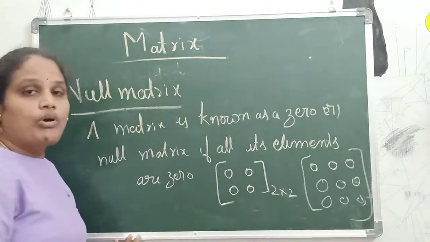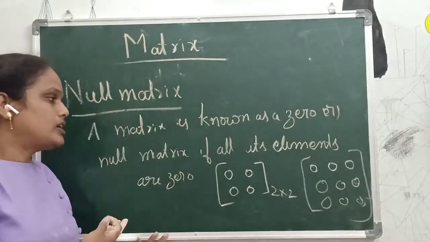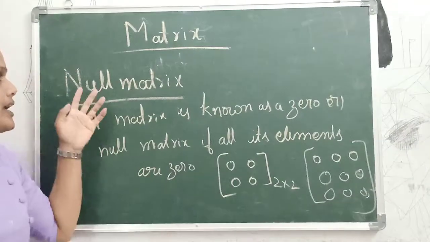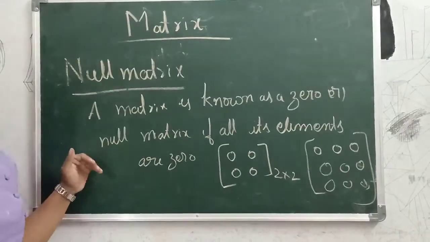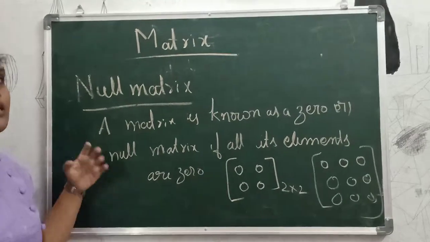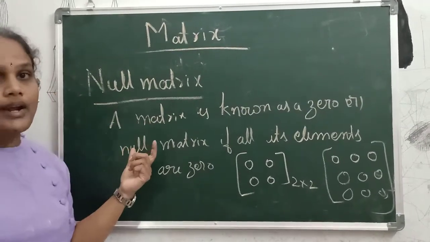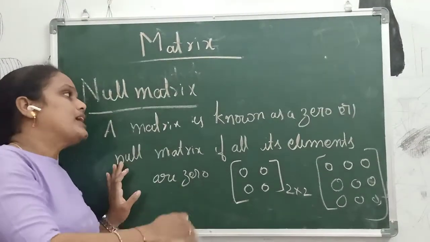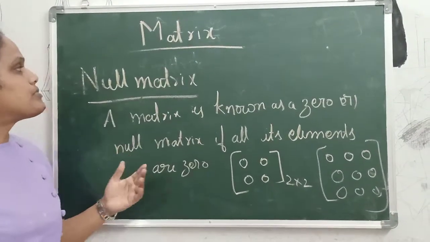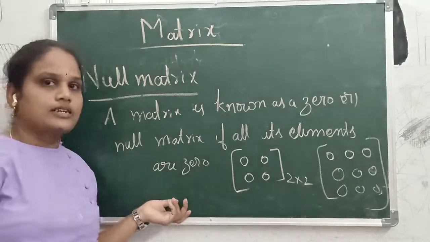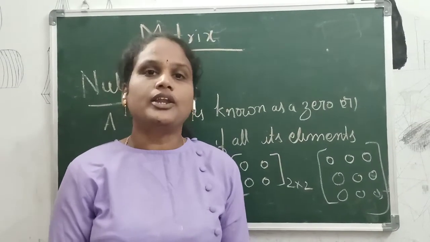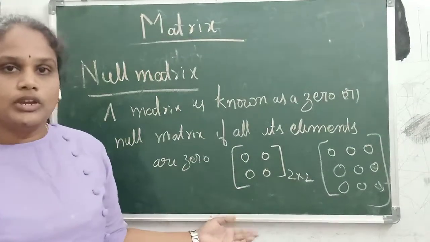Okay, so what we learned: an array of numbers arranged in rows and columns is called a matrix, and we learned the different types of matrix: square matrix, rectangular matrix, scalar matrix, diagonal matrix, null matrix, and identity matrix. Today we learned these, and the next types of matrix we will discuss in the next class. We will continue in part 2, different types of matrix.